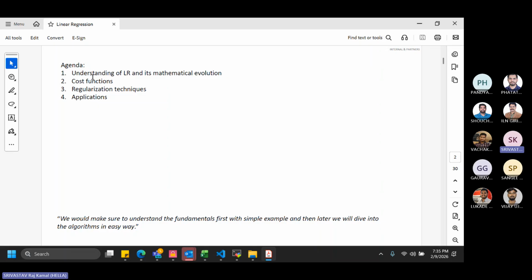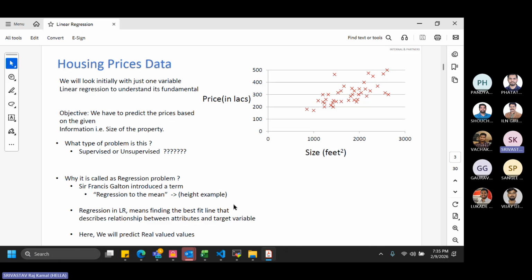So the agenda is that we're going to understand linear regression in a very basic, understandable manner. We're also going to see how it evolved mathematically, so how it works basically. I'm going to discuss some techniques and some applications. The whole focus of this exercise is just to understand it practically in a fundamental way. That's the goal. So this is how we start. Most of the time I will keep the examples very simple for linear regression. Let's stick with the housing price data. How does the data look to me?